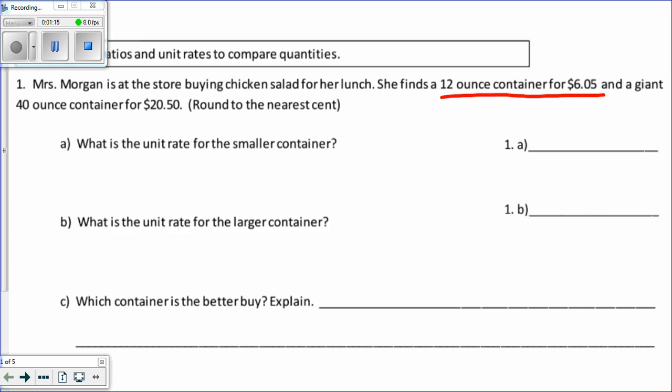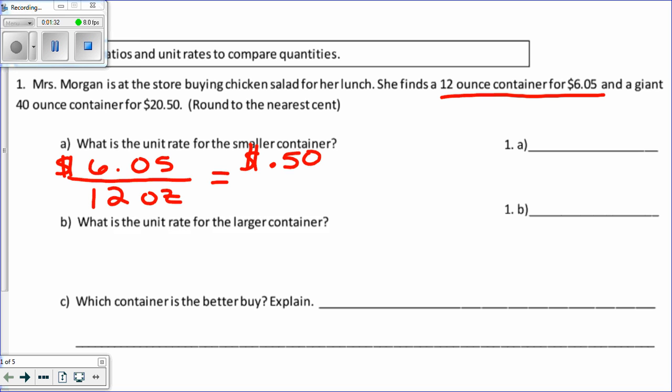So you get $6.05 all over 12 ounces. You plug that into your calculator, and you get 0.50, so 50 cents per 1 ounce. That's the answer you're going to write in the answer line. So 50 cents per 1 ounce.